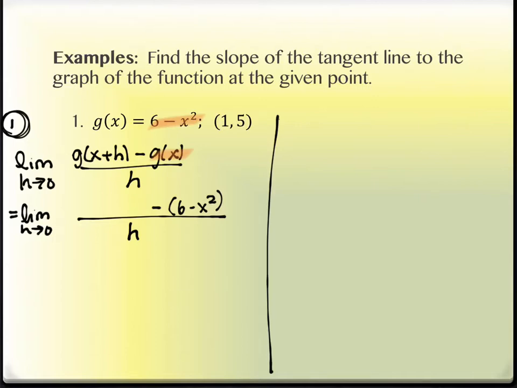Now the other part, g of x plus h, means that the substitution goes the other way. I need to take this x plus h and plug it in for x into my equation. So the same equation, 6 minus x squared, except it has x plus h where the x is. So I have that same 6 minus, but now I have (x plus h) squared instead. These two should look exactly the same, except that where one has x, the other has x plus h.